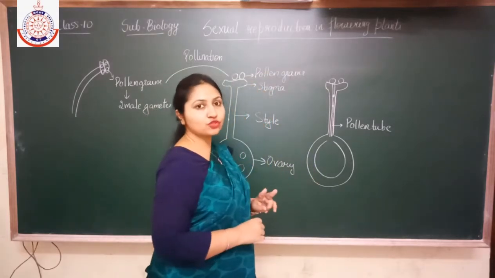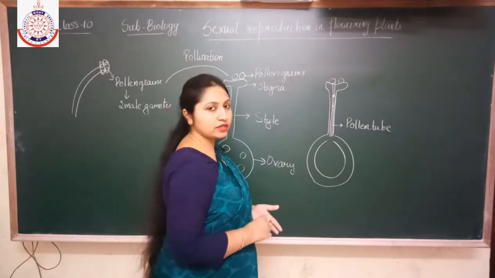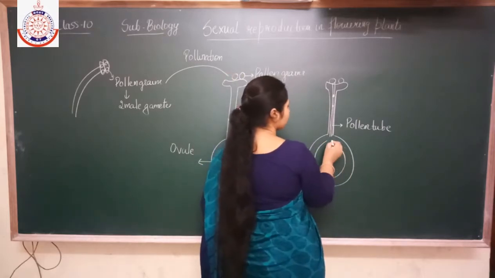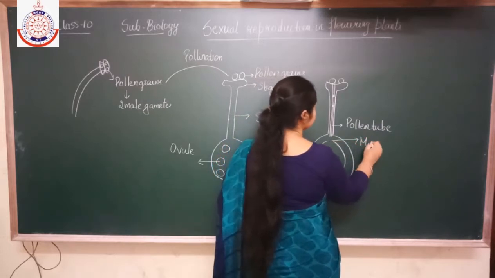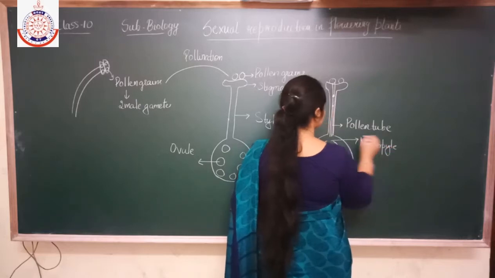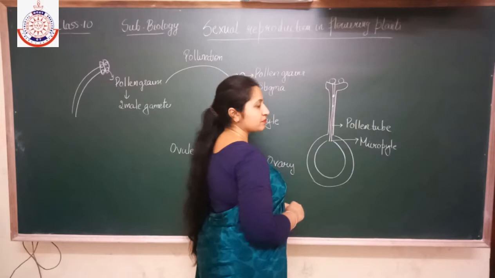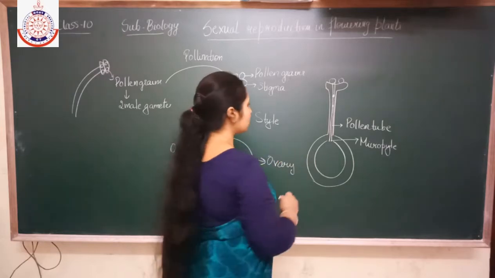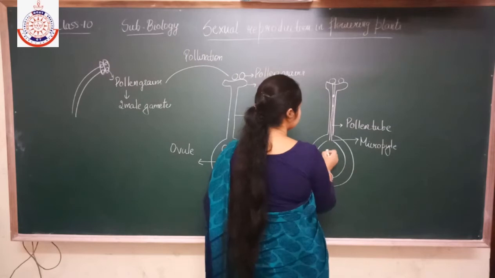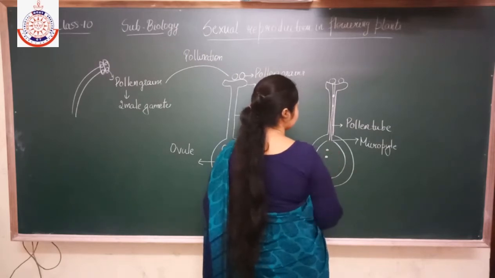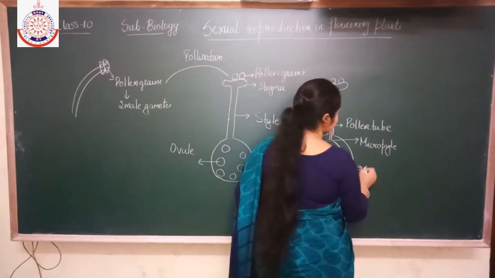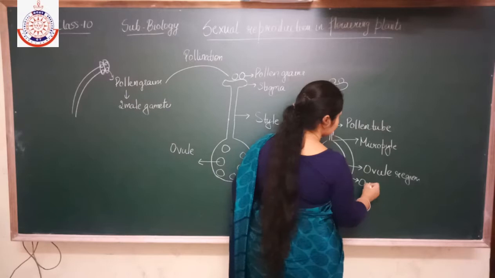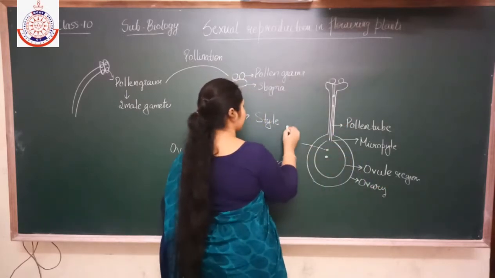Here in this diagram I have shown only one ovule to avoid any confusion. This space that is present in the ovule is known as the micropyle. Through this empty space, the micropyle, the male gametes will enter the ovule region. And this is the ovule, and these are the male gametes.